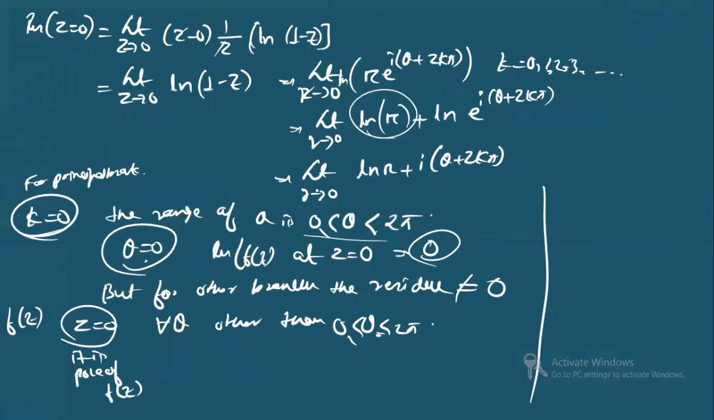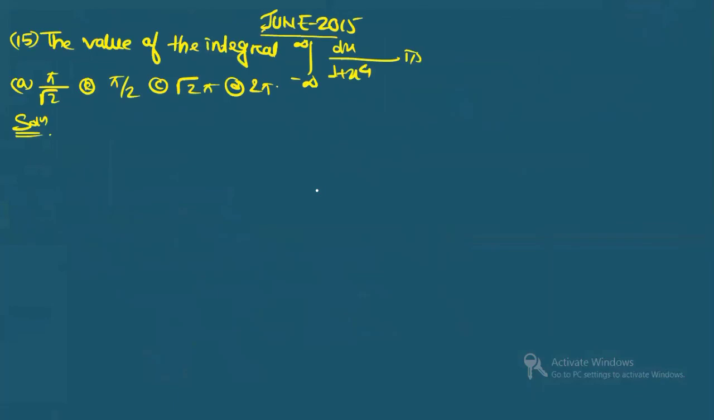Okay. Now let's see question number 15. So you see here what is given to you. The value of the integral from minus infinity to plus infinity of dx by 1 plus x to the power 4 is what? You will have to calculate the value of this integral. The integration limit is minus infinity to plus infinity dx by 1 plus x square. This already we have done in the lectures, but still I will do it here. We have used a trick, if you remember.